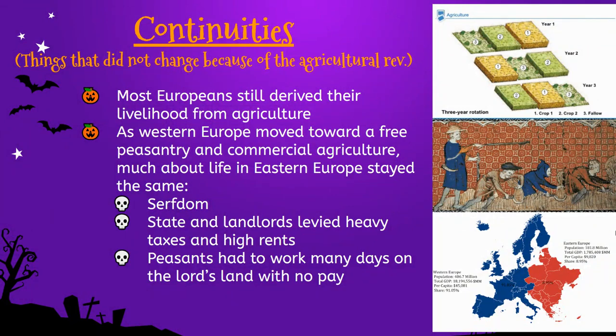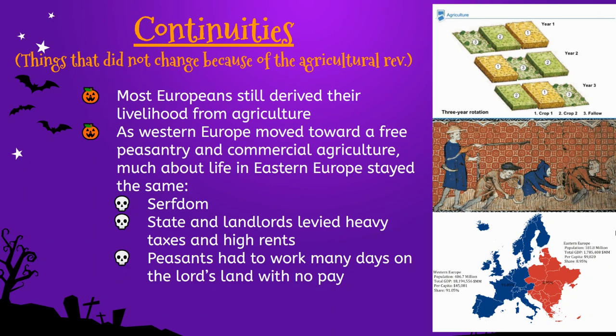All right, so let's look at some things that did not change because of these advancements in the agricultural world. Well, most Europeans are still going to derive their livelihood from agriculture, right? So they're going to orient their lives on the seasons, the village, the manor. Subsistence agriculture in most areas is still going to be used. So it's like a 3-crop field rotation in the north and then a 2-crop rotation in the south. So while these new innovations and ideas are coming out, not everyone's accepting them and using them.